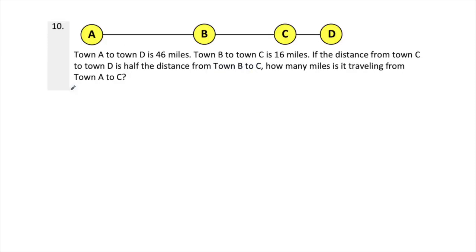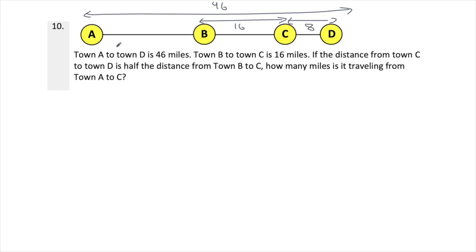For this problem, we need to figure out the distance between town A and C. We know that the distance between town A and D is 46, and the distance between town B and C is 16. We also know that the distance between town C and D is equal to half the distance between town B and C, so we have to divide 16 by 2 and we get 8.